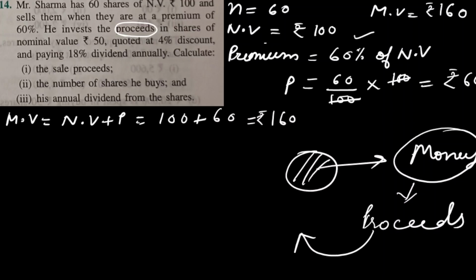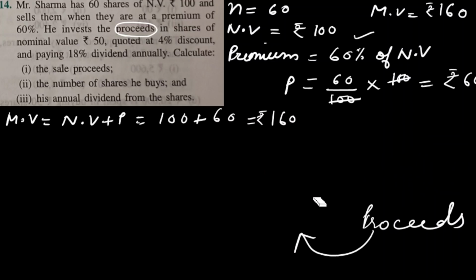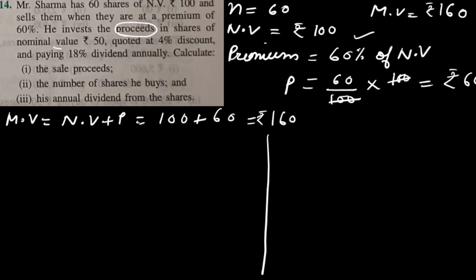So same concept, he sold some of the shares and he got some money. That means proceeds. He got something and this again he is going to invest somewhere else. Okay, so this story is given to us. He invests the proceeds. Where the nominal value of that share is 50, invested in some other share, another investment is taking place and quoted at 4% discount.